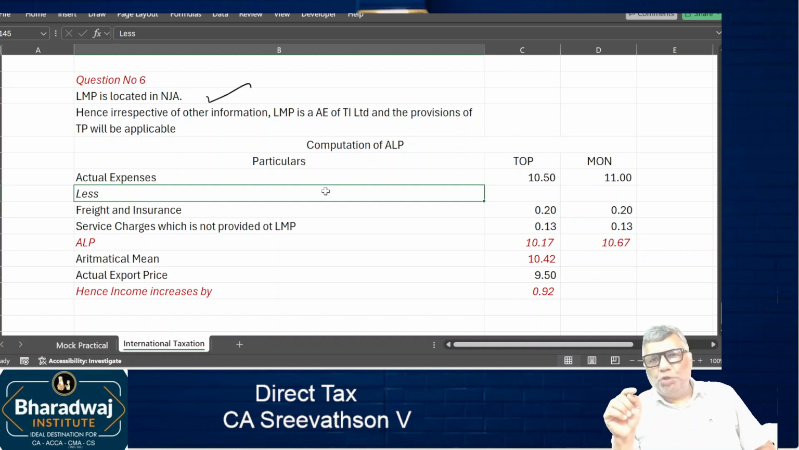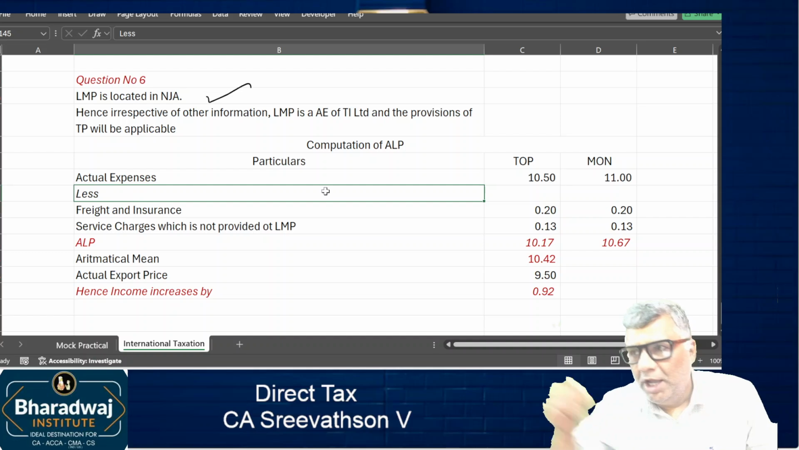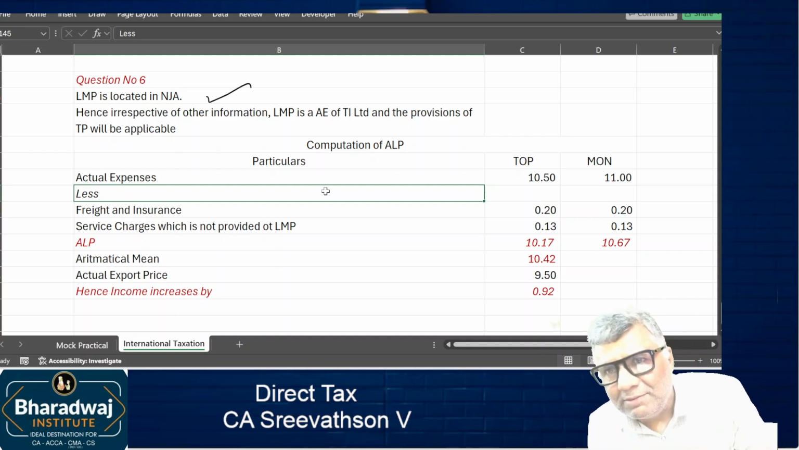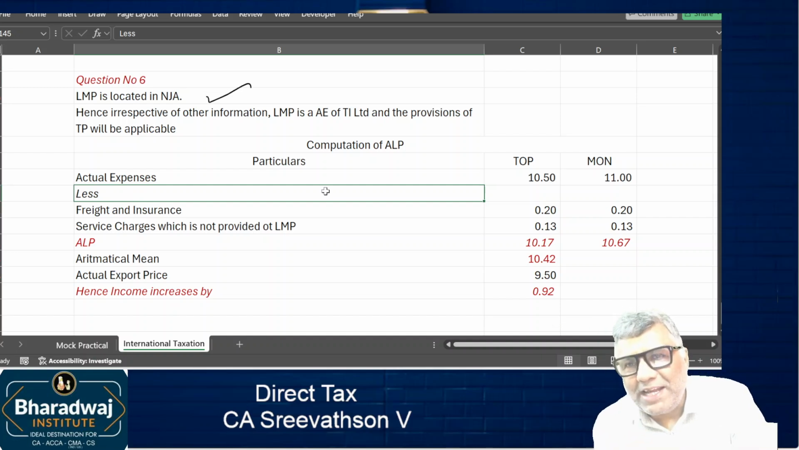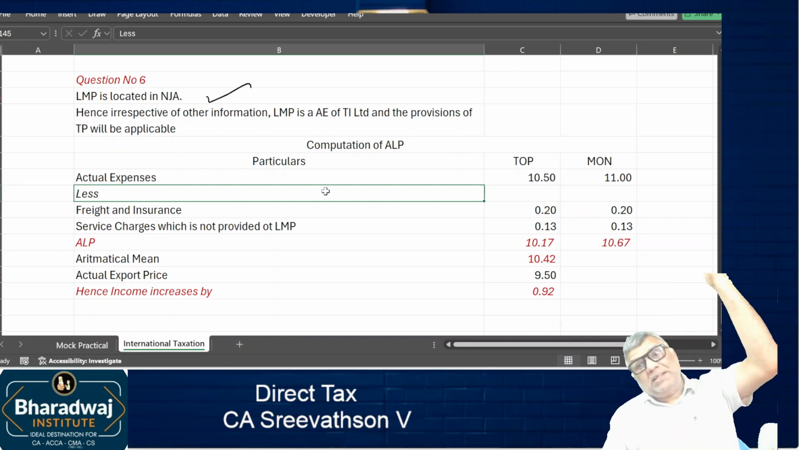What is the freight and insurance you will reduce? Whatever is incurred by the other party. Suppose from you I am importing, from him I am importing, or export. To you I'll export, to him I'll export. You are located in an NJA. You are incurring a freight of 2 lakhs. Your price should be reduced only by 2 lakhs. He is incurring a freight of 3 lakhs. Will I reduce 3 lakhs for you or 2 lakhs? 2 lakhs. Whatever is the freight incurred by LMP should only be reduced, not the freight incurred by the respective other third parties.